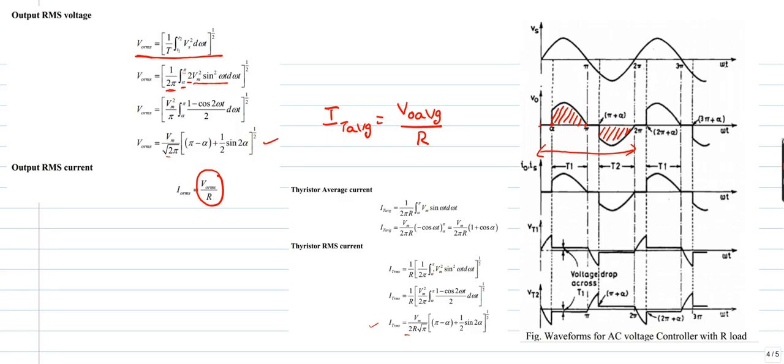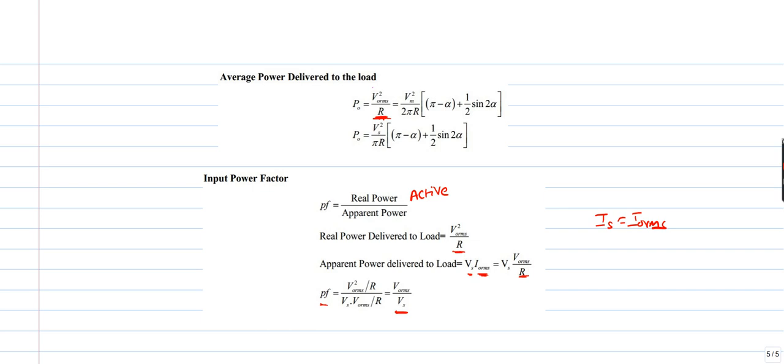Based upon the waveforms, we have calculated the output RMS voltage, thyristor average current, thyristor RMS current, average power delivered to the load, and finally input power factor. So this is the analysis of the single phase AC voltage controller with R load. In the next lecture session, we will talk about the single phase AC voltage controller with RL load. Thank you.